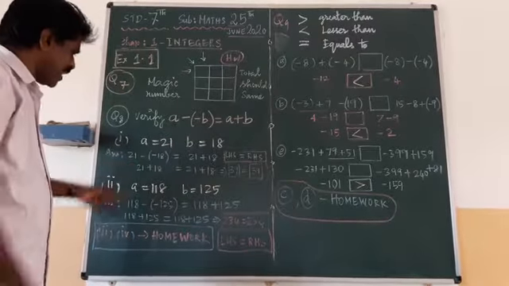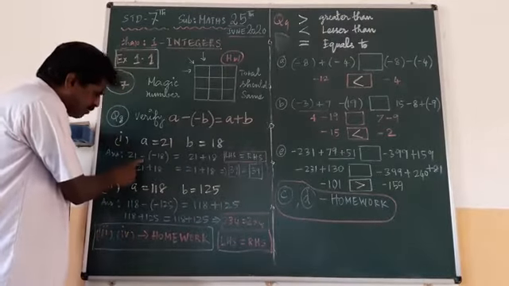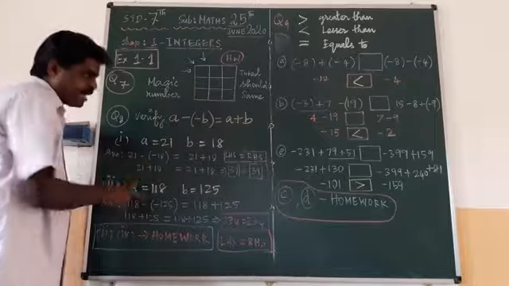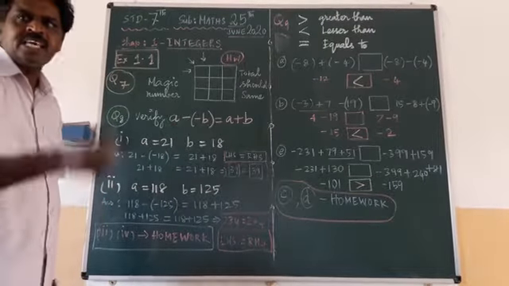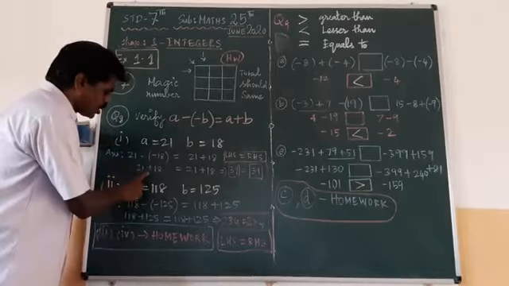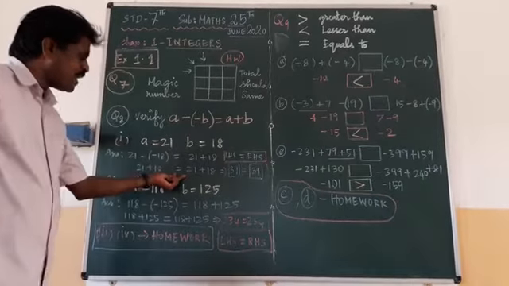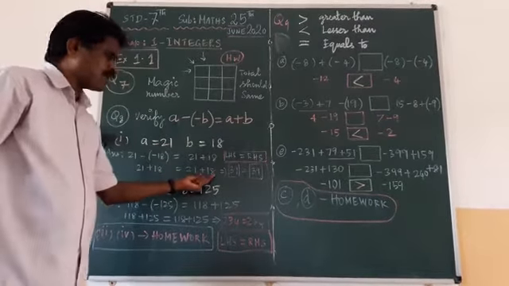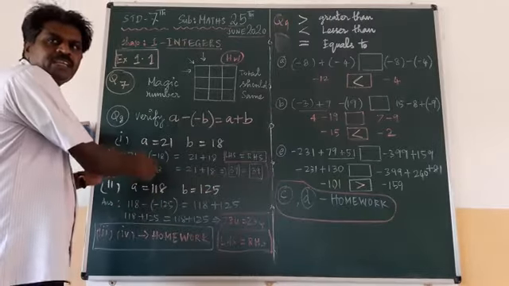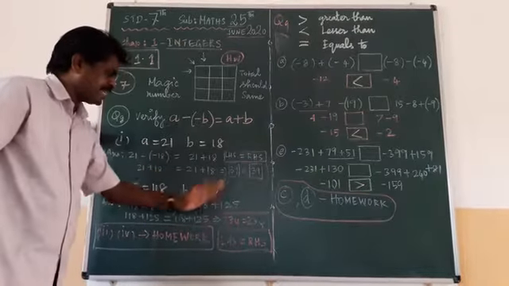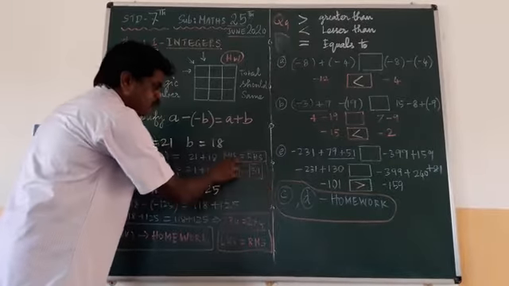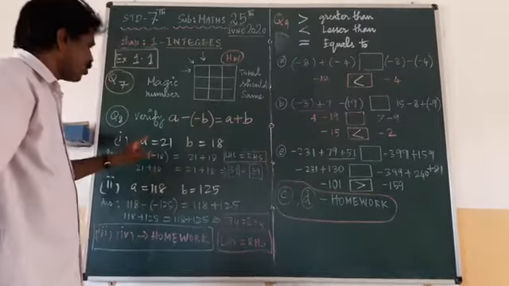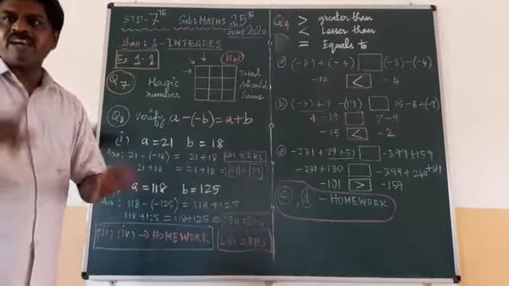Now I am simplifying: 21 as it is, minus into minus bracket. I told you in the first class that minus multiplied by minus becomes positive. So positive 18 should equal 21 plus 18 on the other side. Separately add the left hand side and the right hand side: left hand side 39, right hand side 39. Both sides are equal, so the formula is verified correct.